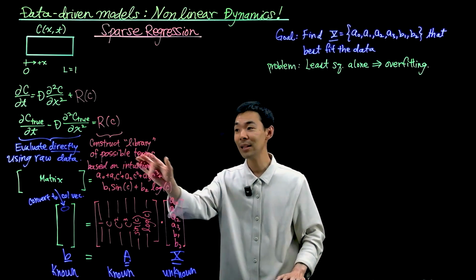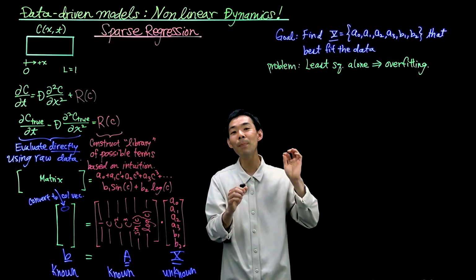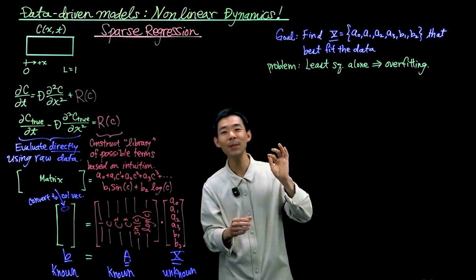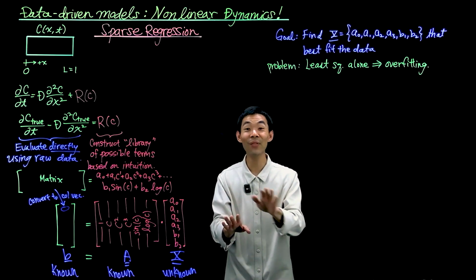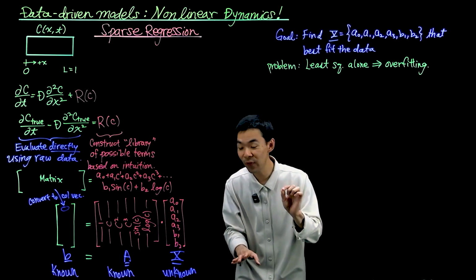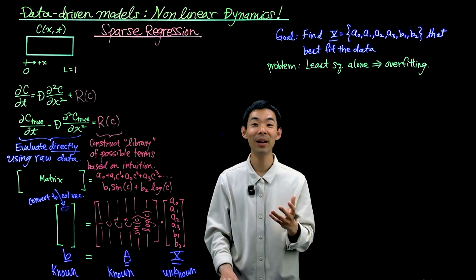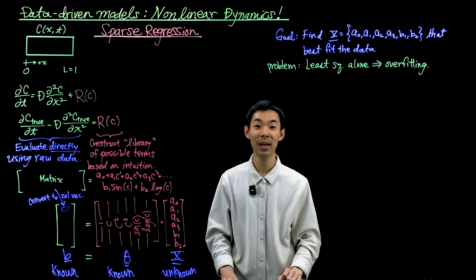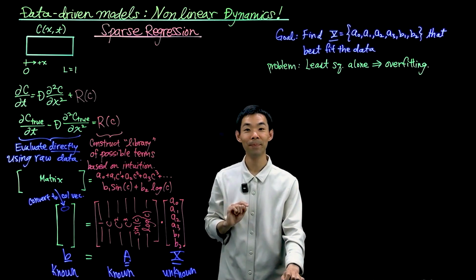The whole point is that the library consists of a bunch of terms that may possibly, potentially, perhaps be important for your dynamics, but you don't want all of them to show up. At the very end, you want very few terms, the sparsest possible form that describes and fits across your data. And so that's where sparsity comes into play.